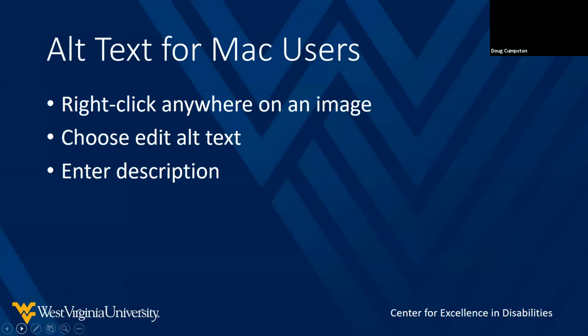For Mac users, the alt text on a table is where you right click anywhere on that image. It works exactly the same as it did for PowerPoint for Mac users. You can edit your alt text and then enter your description.